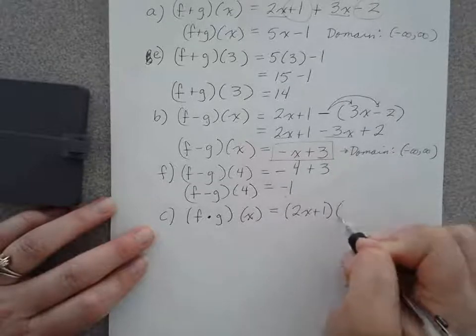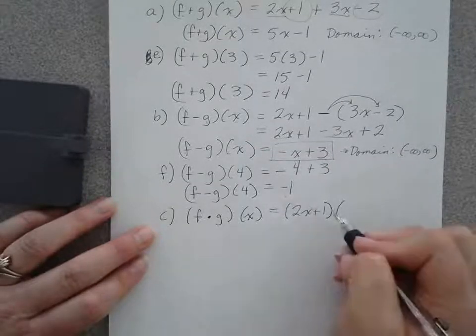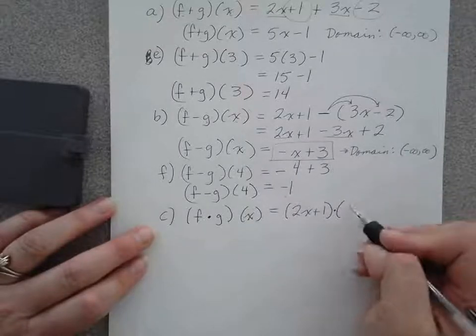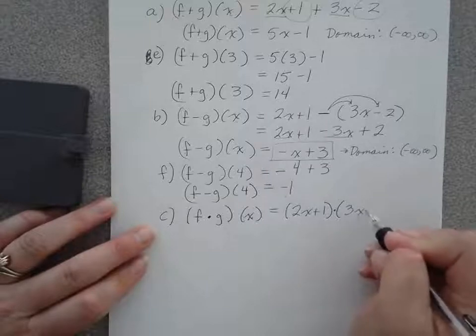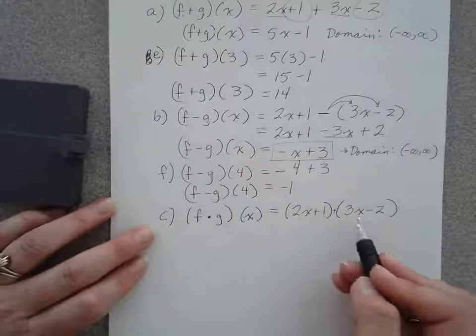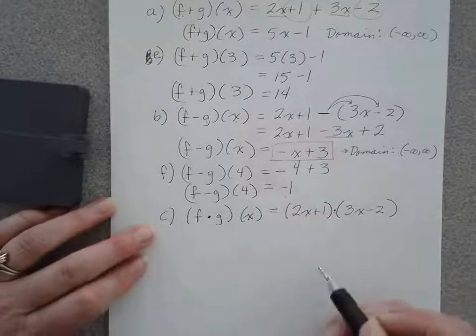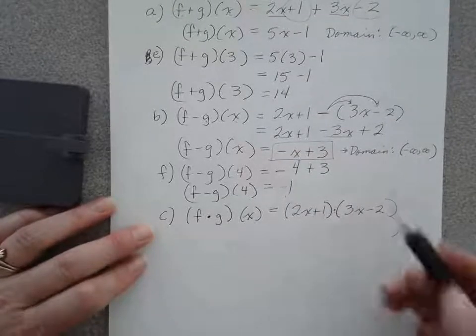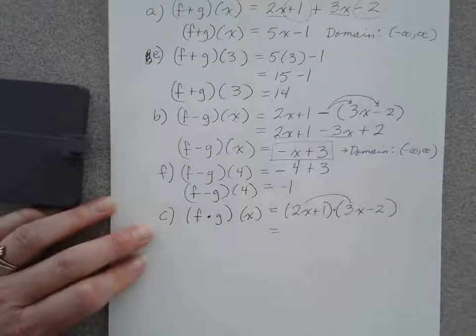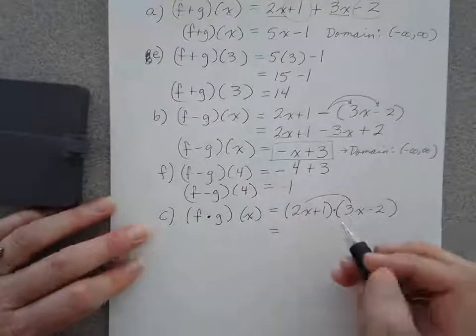And I'm going to multiply it, so I don't put anything between there, or you can put a dot if you want to. And then what is g? 3x minus 2. So when you multiply binomial times binomial, that's when you use the FOIL method. Okay? So 2x times 3x, also this is just distributive property.